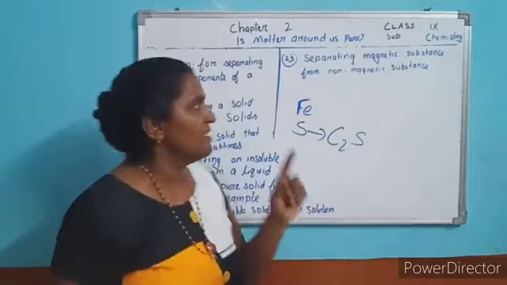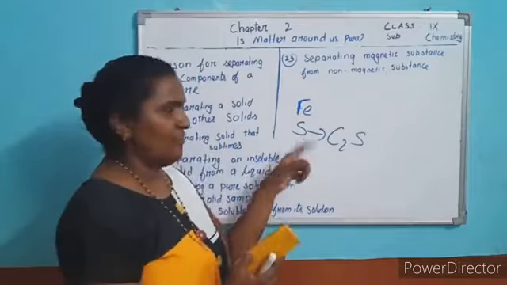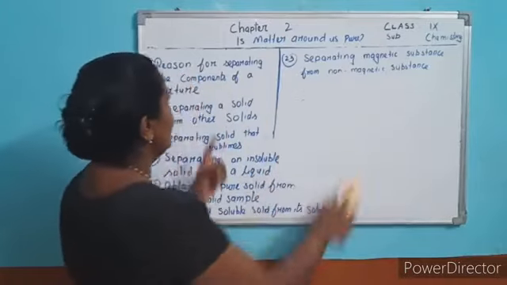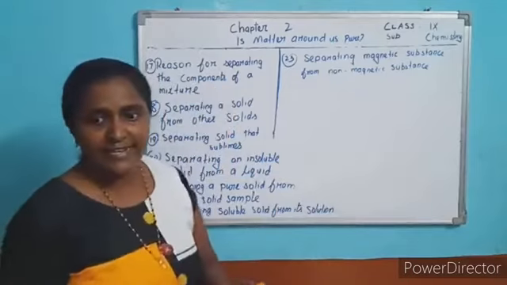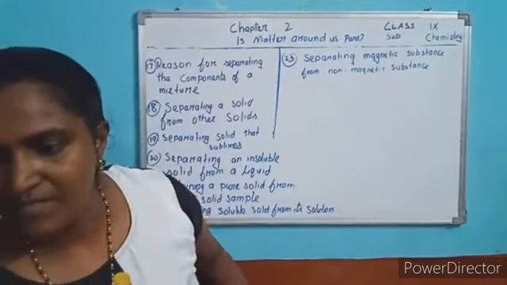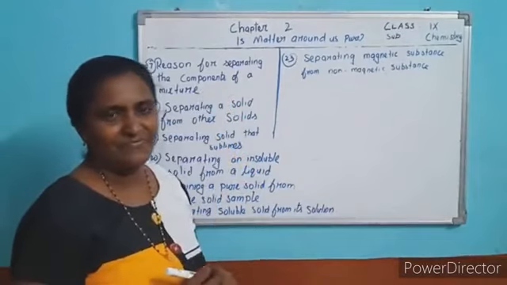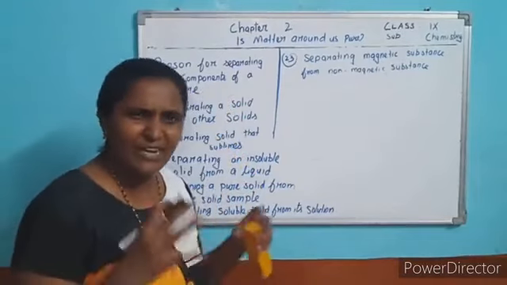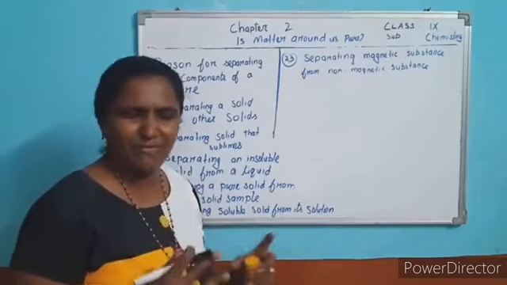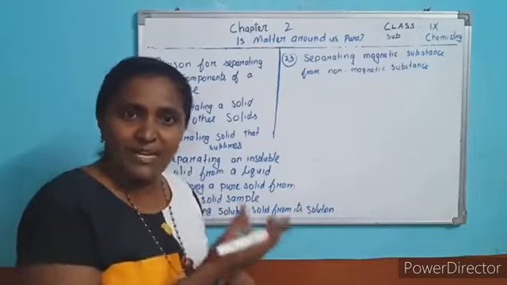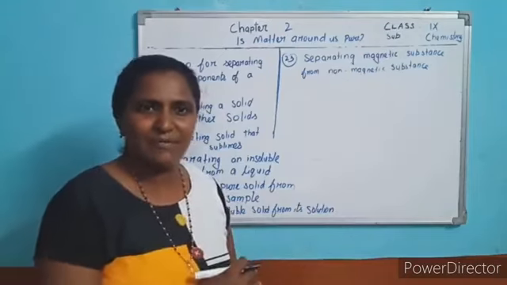So be careful. Once again we go back, we go for revision once again. First question is, what is the reason for separating the component from the mixer? Why do we have to separate the components from the mixer? Because maybe impurities or impure substances may be there.